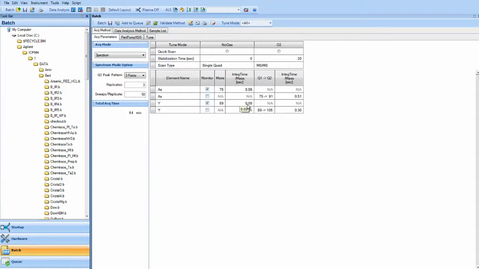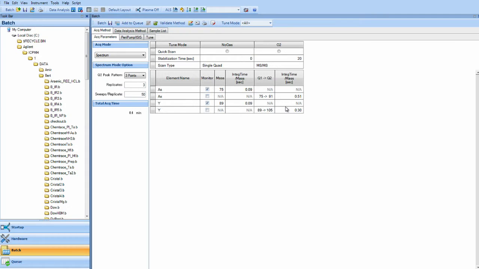We're going to run this analysis in no gas mode. So in other words, where we are not removing these interferences. And then we're going to run in oxygen mode and do a mass shift from 75 to 91 and look at arsenic oxide, which will thus remove that interference.